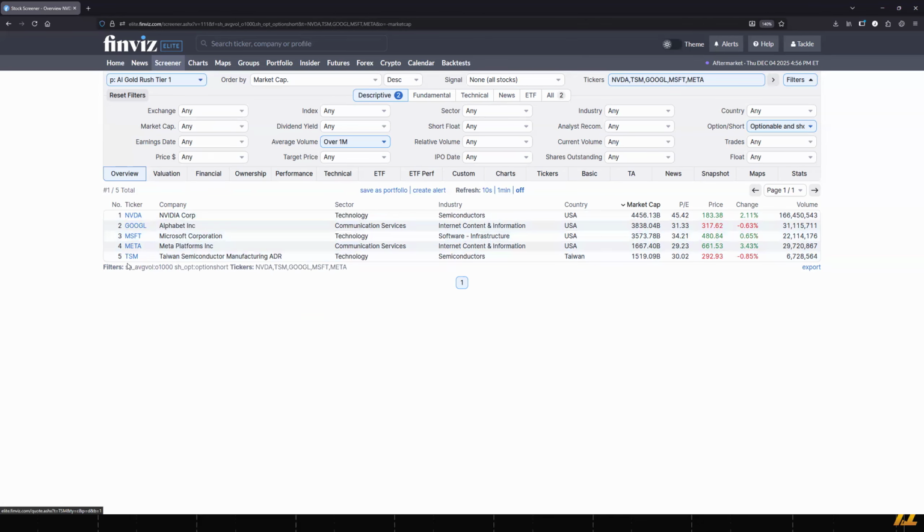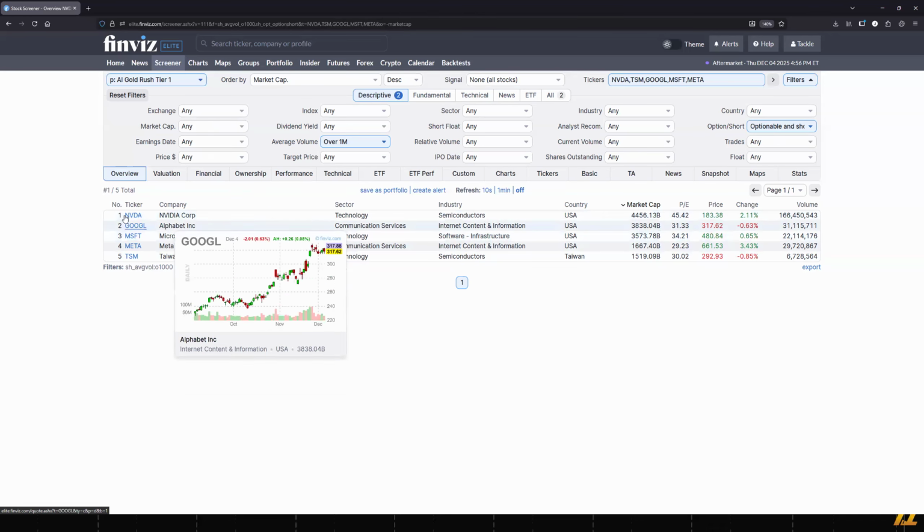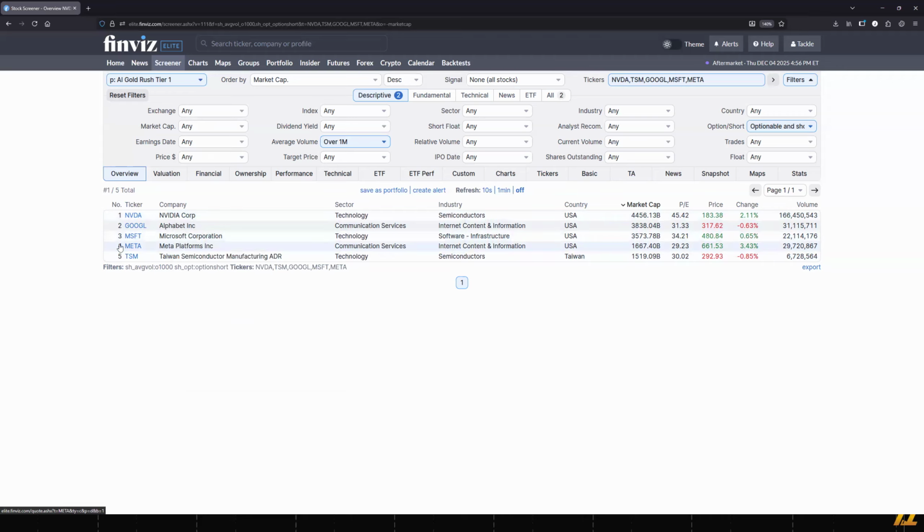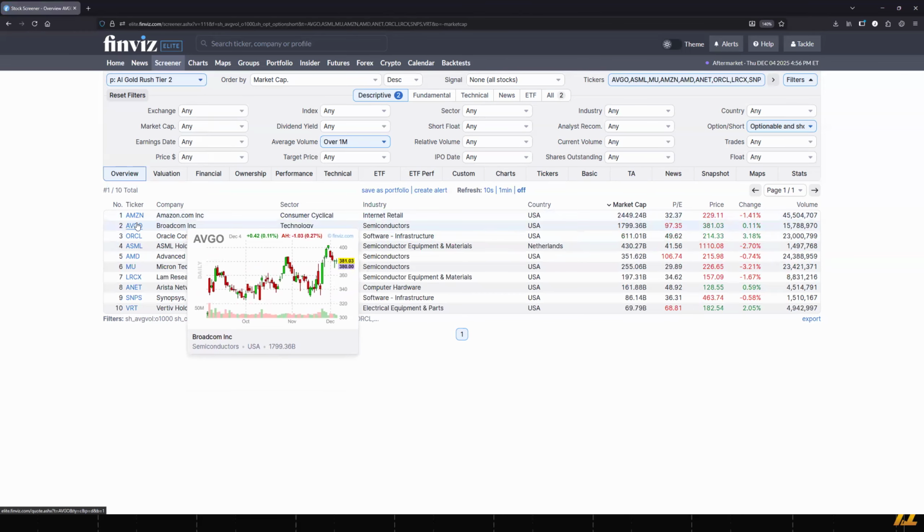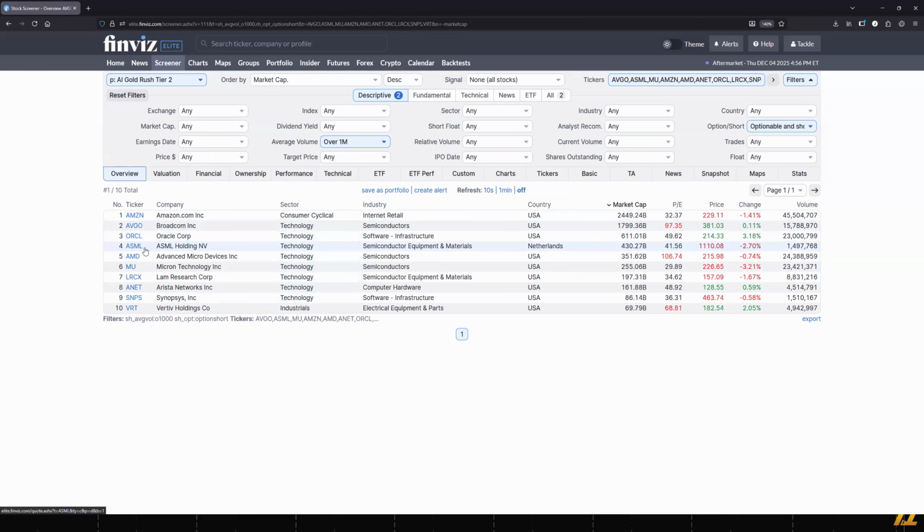NVIDIA, Google, Microsoft, Meta, Taiwan Semiconductor. These are the tier one AI names. These are the companies that you don't do AI without. They're all tier one. They're all fantastic. Tier two companies are Amazon, Broadcom, Oracle. ASML is lithography, and they score a 98% on the moat when it comes to the AI space. AMD, Micron, Lam Research, one of my favorite companies in the market is Lam Research, Arista Networks, Synopsys, and Vertiv Holdings. Those are all tier two companies.